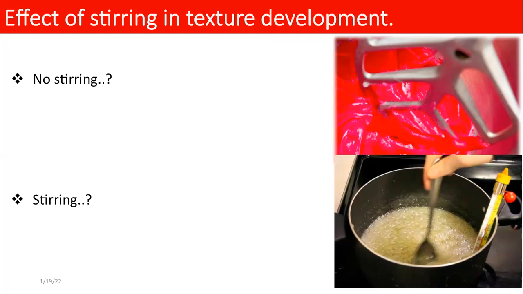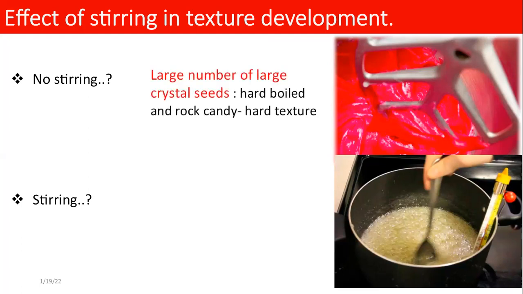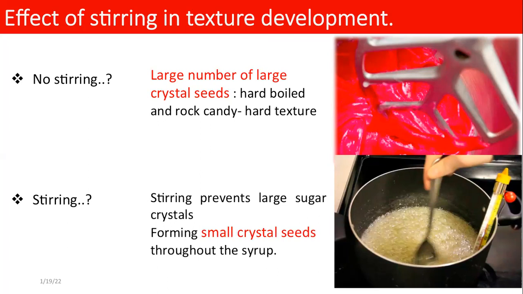But nowadays we are going to study the theories, right? What are the mechanisms behind these practices? The stirring. When we start to stir the melted solution, what is happening? Stirring prevents large sugar crystals and forms small crystal seeds throughout the syrup.